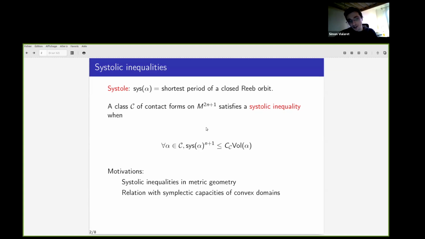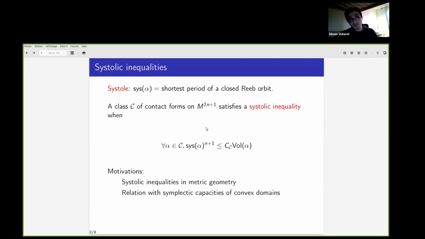Another motivation, which is more symplectic, comes from the relation between the systole and symplectic capacities of convex domains in R2n. It is an important fact that for many symplectic capacities, when we evaluate them on convex domains in R2n, the number that we get coincides with the systole of the boundary of this domain. Convex domains have contact type boundary, so the boundary carries a Reeb flow, and there is a systole corresponding to it. And for many symplectic capacities, the capacity of the convex domain coincides with the systole of the boundary.